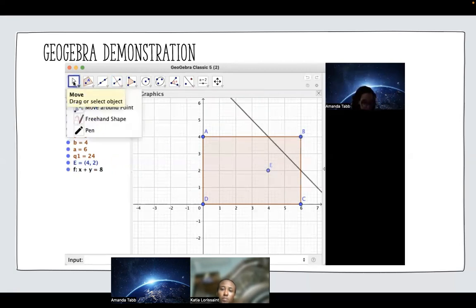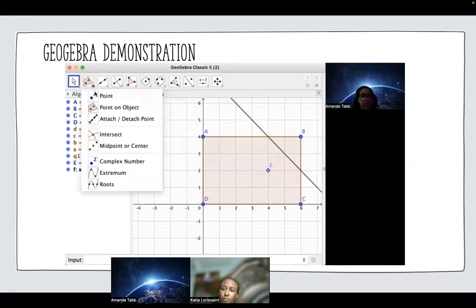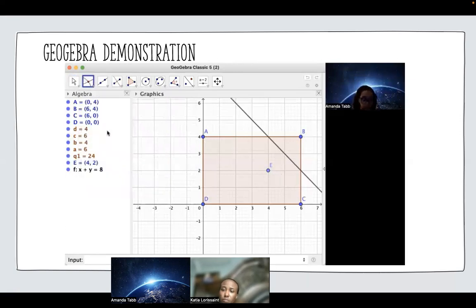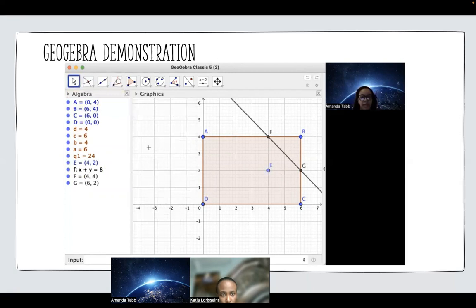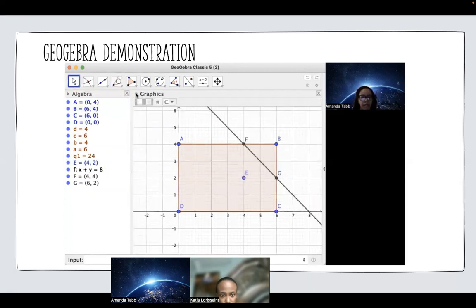And then using the intersect two objects tool, we're going to construct our points F and G. So we're going to click here and here. And now we have our figure drawn right here. We're going to hide the axes for a second.